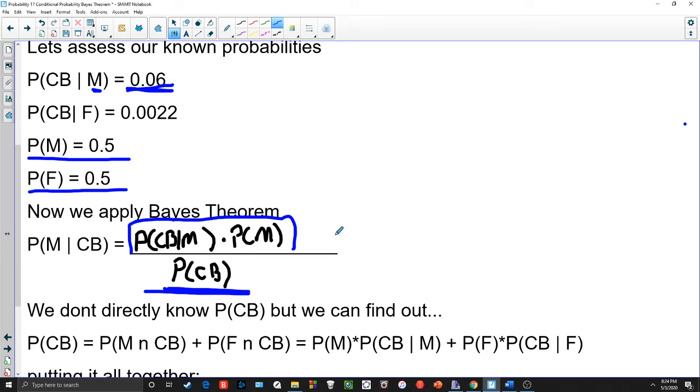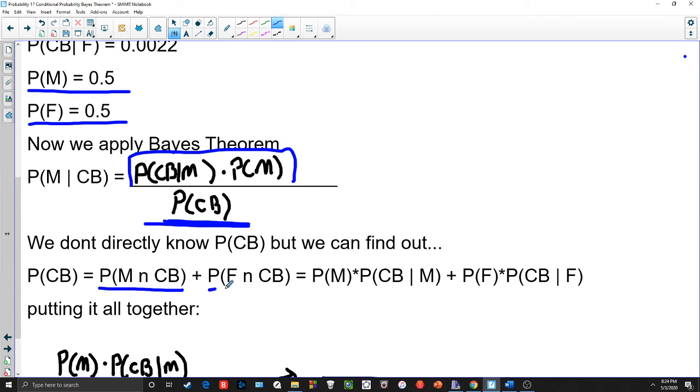I don't know that directly, but I can deduce that that's going to be equal to the chance of me picking a male and colorblind person plus the chance of me picking a female and colorblind person. And then I break these two down into these two categories. So colorblind given that you're a male times the chance that you're a male, plus colorblind given that you're a female times the chance that you're a female. That gives me my two components here and here.